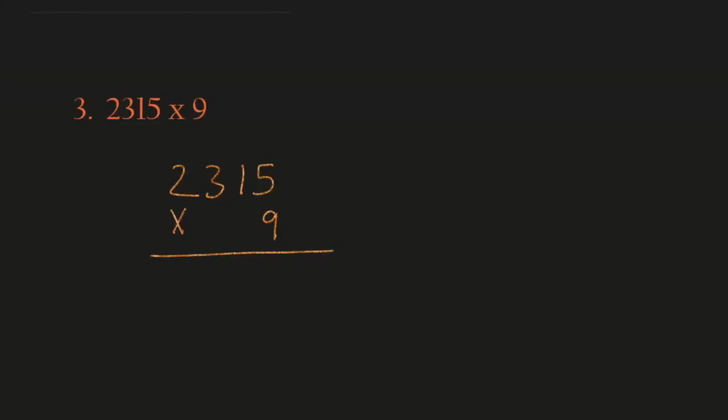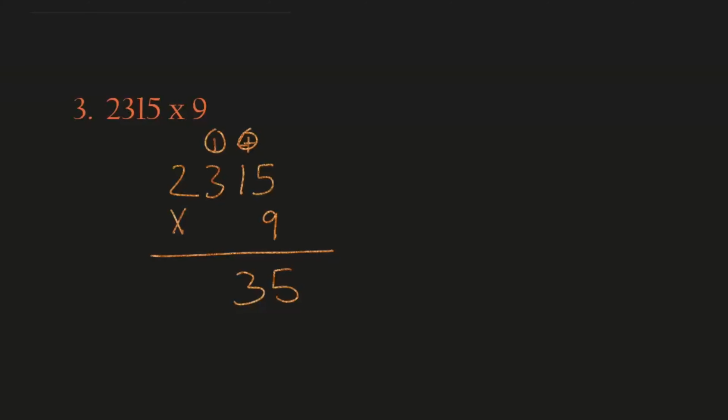So what we're going to do is 9 times 5, which is 45. So the 4 is going to go up here, and the 5 will stay here. And we're doing 9 times 1, which is 9, and 9 plus 4 equals 13. So the 1 will stay here, circle these, and then it's 13, so the 3 will come here.